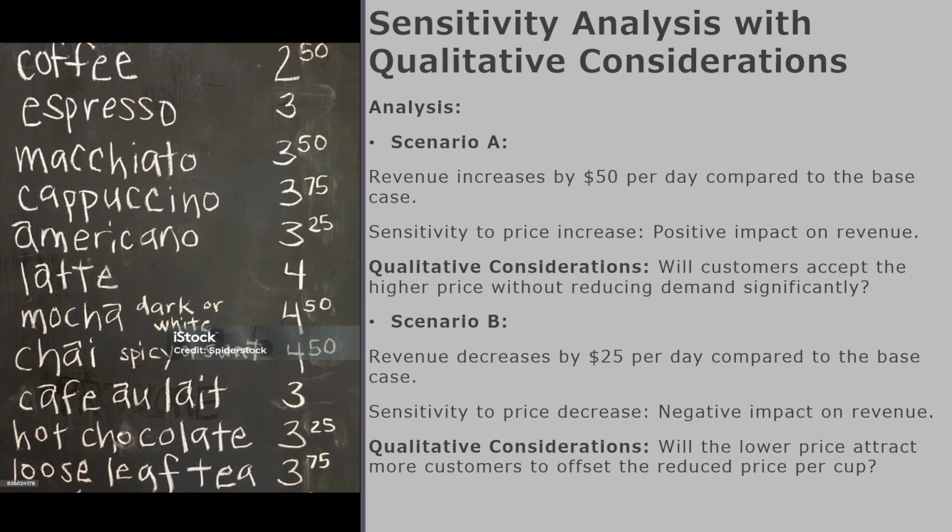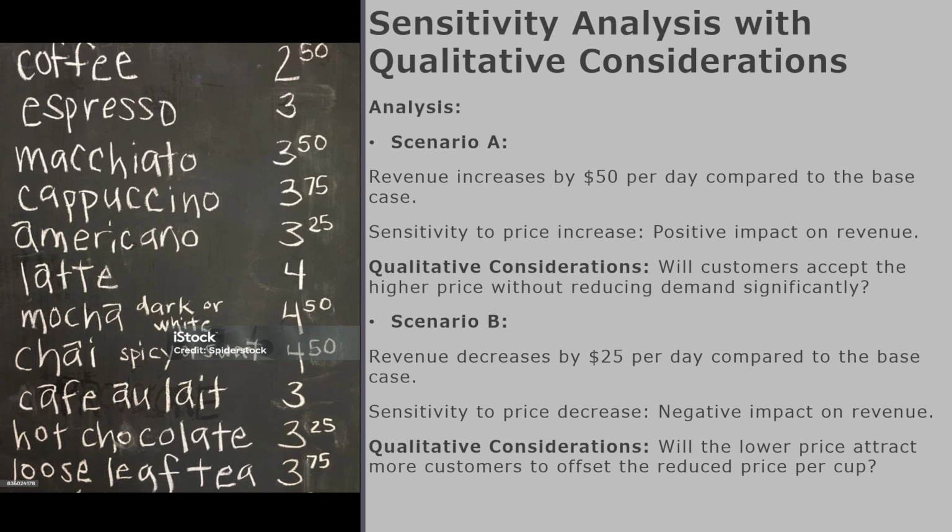Therefore, in scenario B, the revenue decreased by $25 per day compared to the base case. Sensitivity to price decrease is a negative impact on revenue. Hence, the qualitative consideration in scenario B is, will the lower price attract more customers to offset the reduced price per cup of coffee? The two scenarios presented examine the key quantitative adjustments in conjunction with potential qualitative considerations to help determine impact on output.